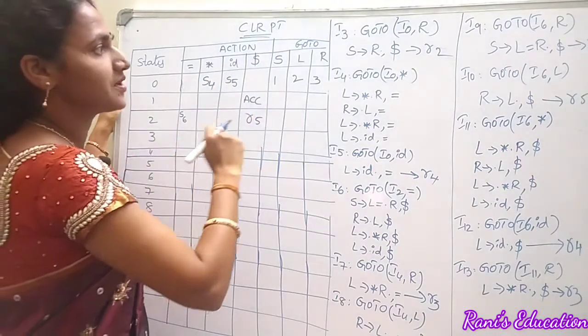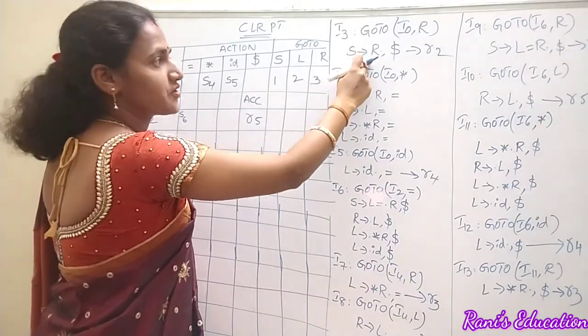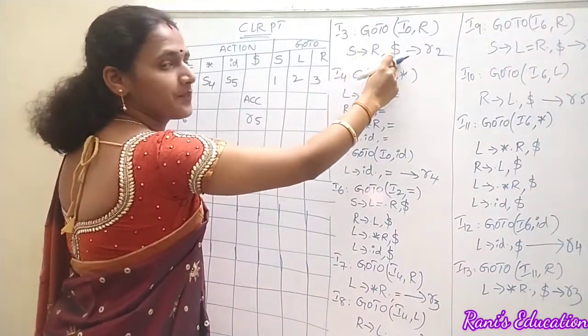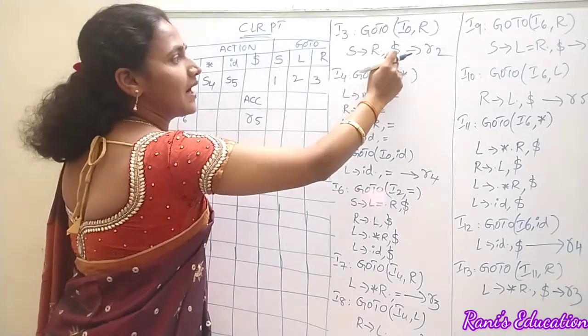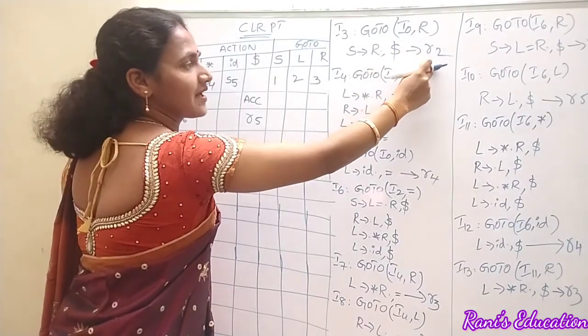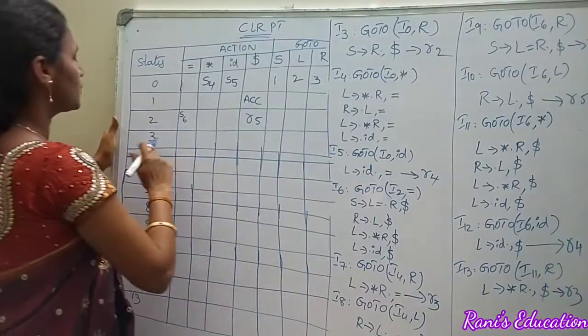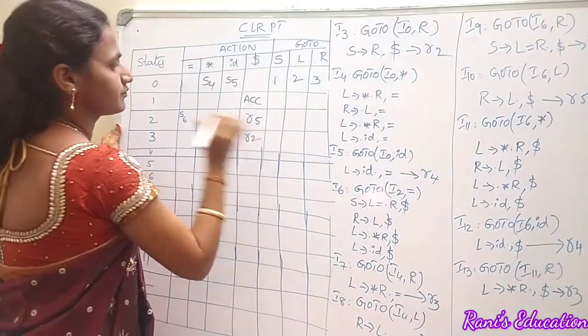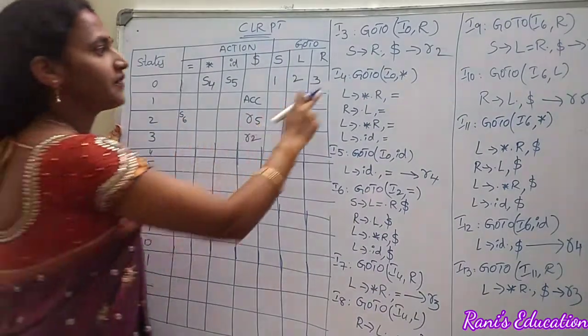Now move on to the third item. What is the third item here? It is a completed production. So what is the look ahead here? Dollar. So under dollar, you are going to write the reduction number as R2. That's it. Go for I4.